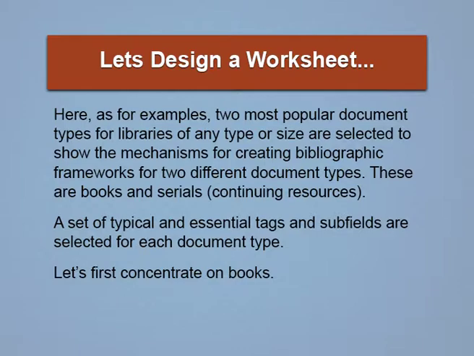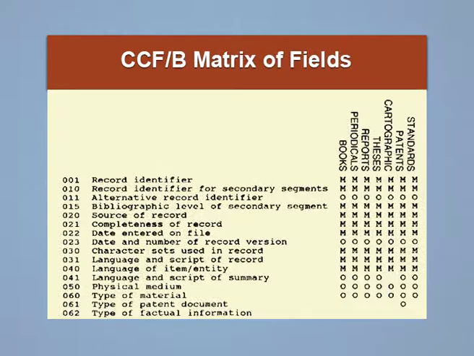Now, on the basis of this discussion, we already know that there is no unique rule for the different tags and subfields that are mandatory for a specific kind of library. According to your requirement, you need to take a decision. But the CCF manual includes a matrix of data sets which may help you in taking that decision. Let me show you the matrix of the data field.